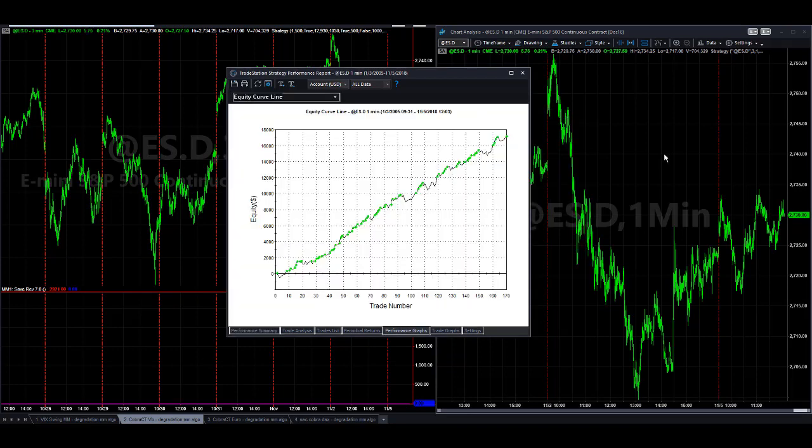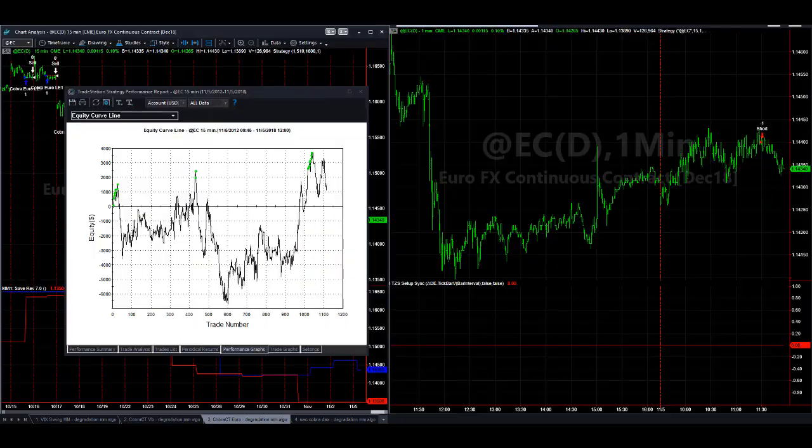So once again, those are the latest results for the degradation algorithm for the Cobra Ct 5B. Now we're going to take a look at Cobra Ct Euro.